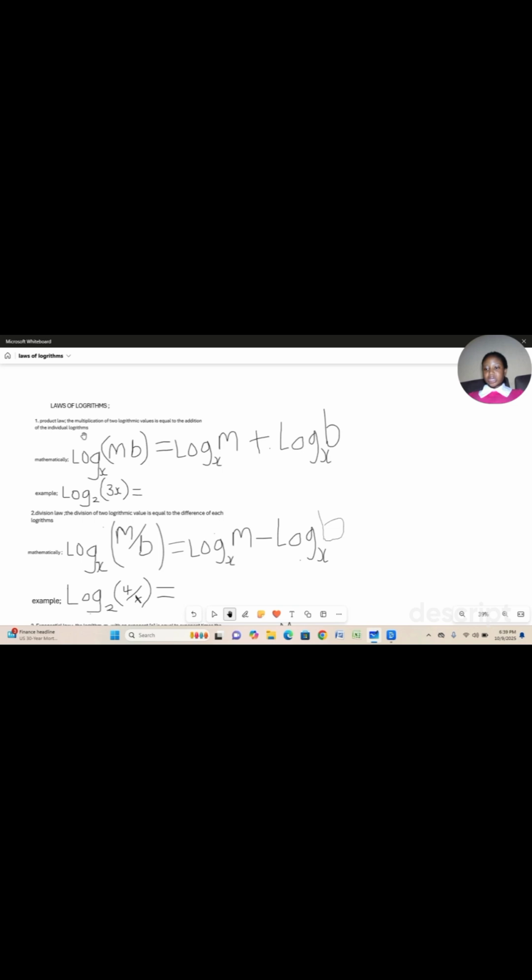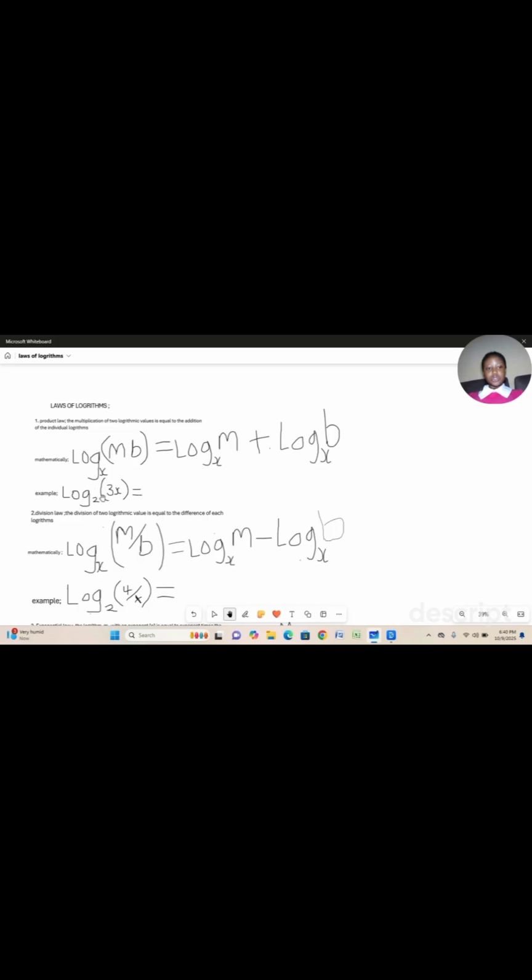That is, when two logarithm values are multiplied together, how do you solve? You add. Look at this one now. You have log mb base x. This bracket shows that m and b have been multiplied together. Then how do you solve them? You add. Look at this now. You have log m base x plus log b base x. We have an example here, so let's solve this together.